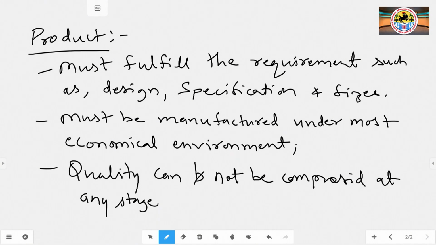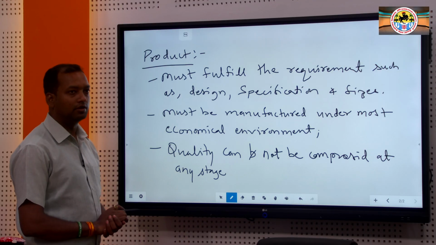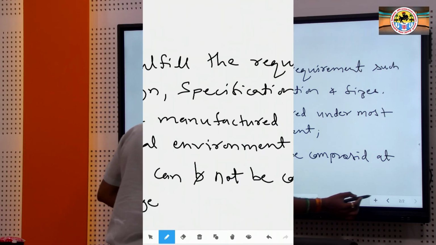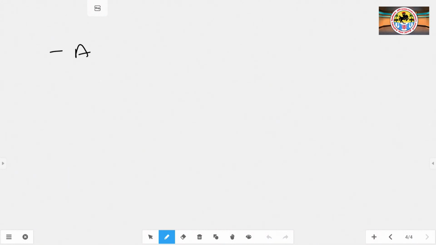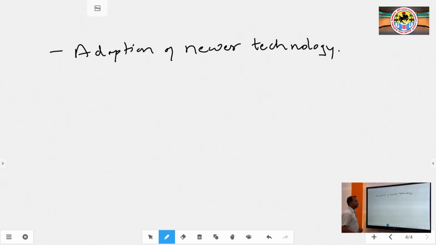Also, we can apply the newer techniques which are being developed day by day. The modern era is providing us newer technology, newer skills, newer knowledge, and advancement in mechanical equipment as well. So, we have to adopt these techniques to convert the raw material into a finished part. The next point is adoption of new technology in our part.